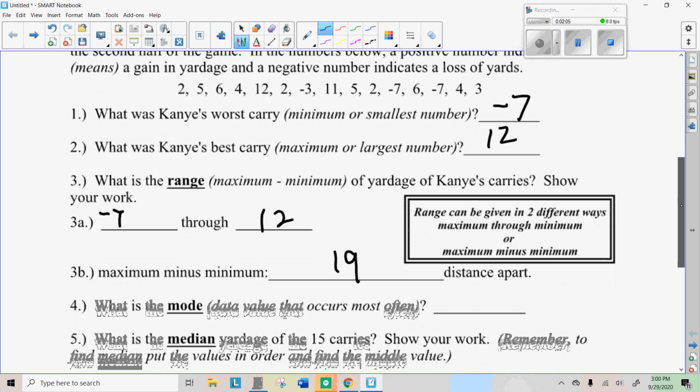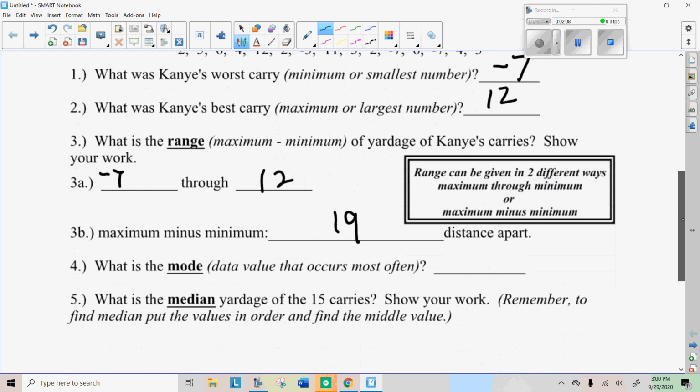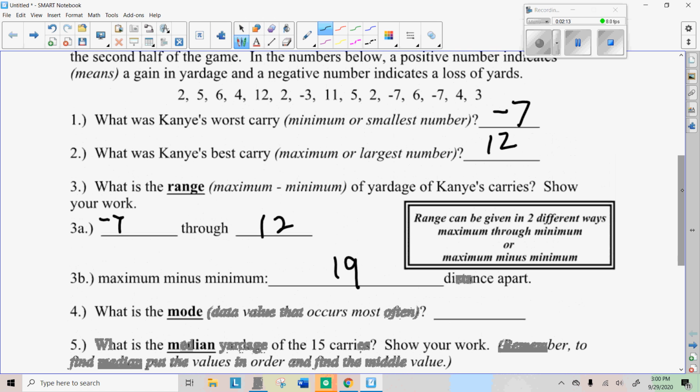Okay, mode is the data value or values that occur most often. So you want to look for the number that occurs the most up there. And that would be his 2-yard carry. He had 3 of those, I believe. If you look closely, there's 1, 2, 3 of those. There's some others that there's 2 of.